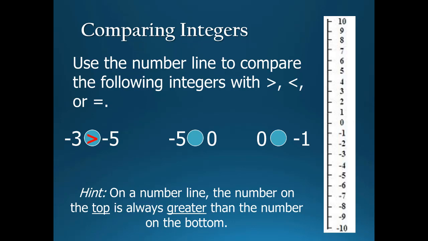Okay. How about minus 5 and 0? Minus 5 is bigger or lower or less than. So minus 5, dia di bawah dari 0. So minus 5 is less than 0.